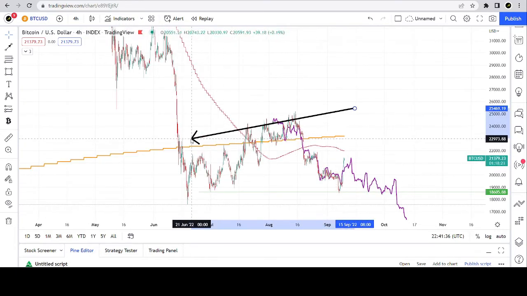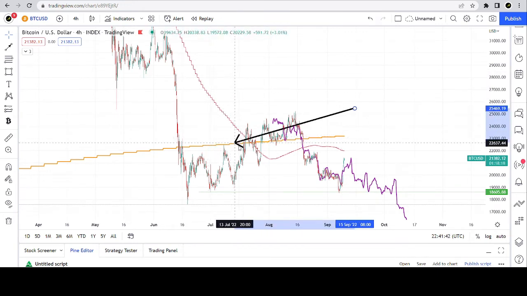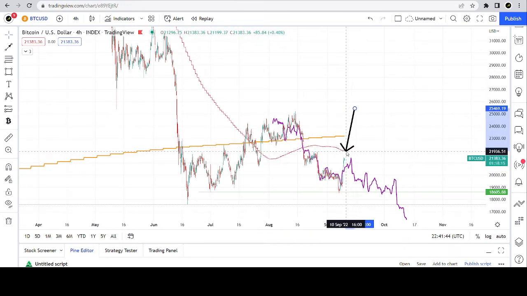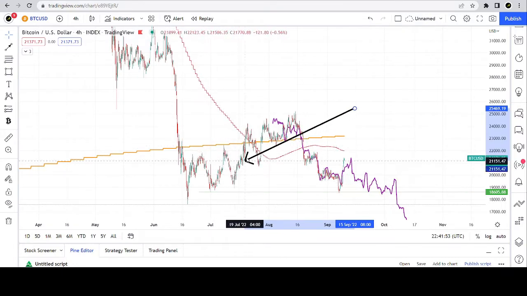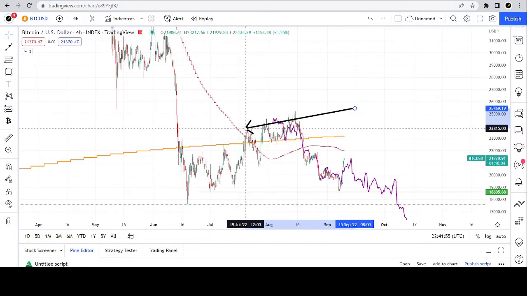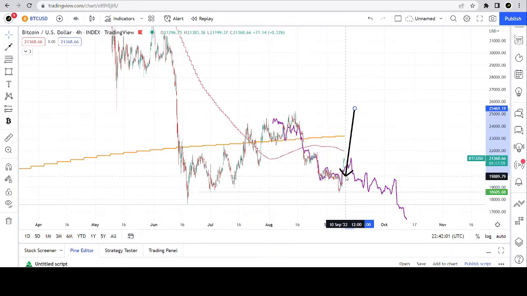So this orange line right here is the 200-week moving average, and this red line right here is the 50-day moving average. As you can see, in the past Bitcoin has tried to get above this 200-week moving average here. It got above it, came crashing down, and for a while it stayed above it before it came crashing down. So I believe that it could try to, first of all, get above that 50-day moving average, and then, if it has enough oomph in it, try to get past that 200-week moving average.